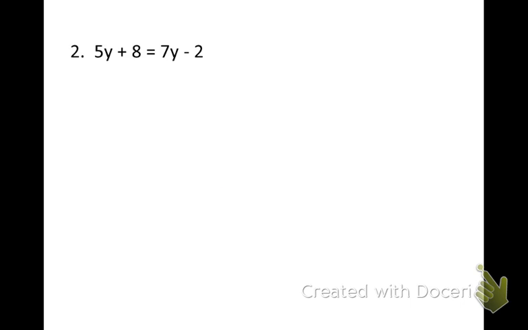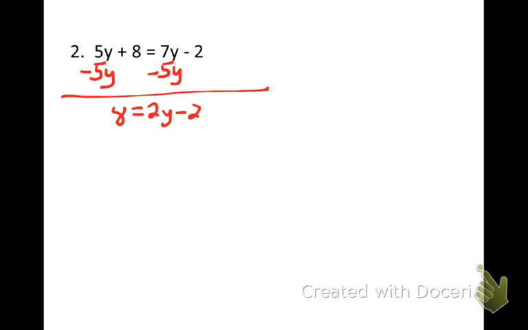So on this problem again, if I want to get my variables together first, again, it doesn't matter, you can subtract 7y or you can subtract 5y. A lot of times I like to keep my variable positive to avoid some negatives if I can. So I'm going to subtract 5y, but I don't care which way you do it, just so you keep track of everything. So we get 8 equals 2y minus 2.